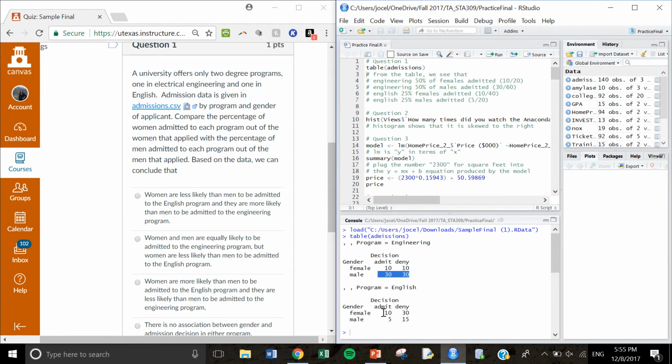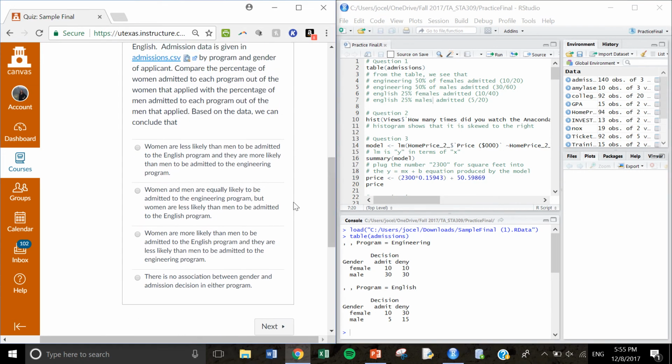Then you look at English, 10 were admitted, 30 were denied. So 10 divided by 40, 25% of females were admitted. And then for men, 5 divided by 20, 25% of males were admitted. So we see that there is no association between gender and admission decision in either program. Whether you're male or female, you have the same likelihood of getting admitted.